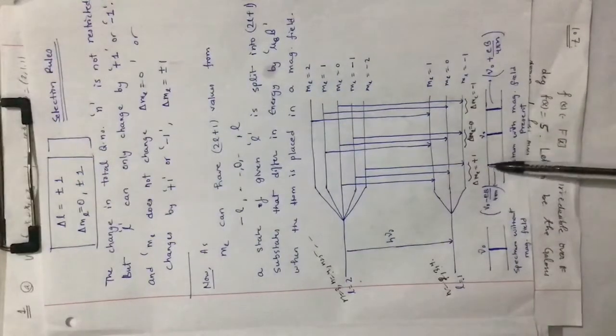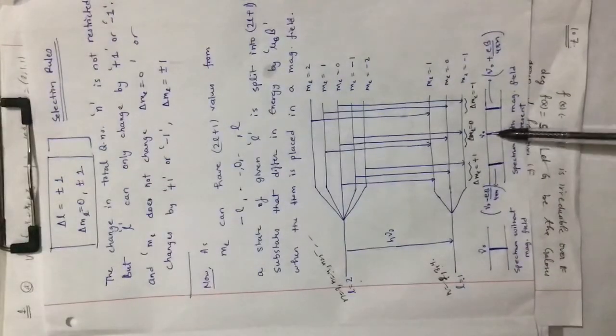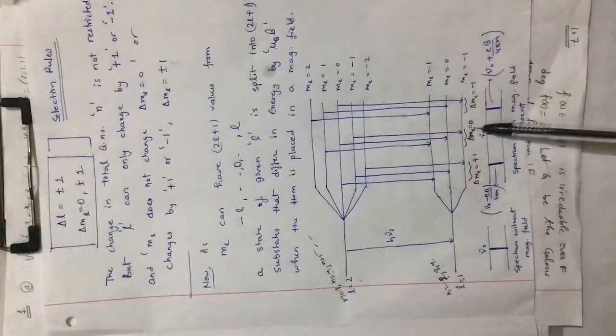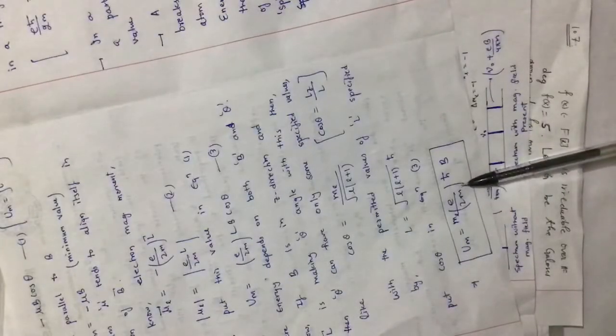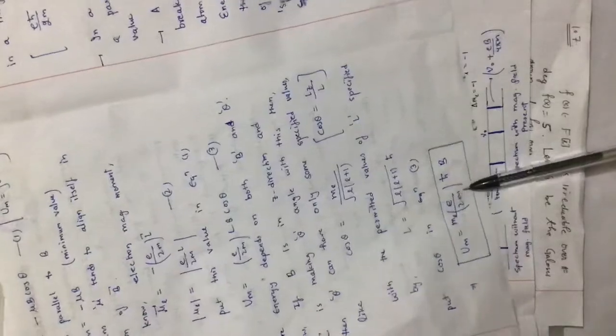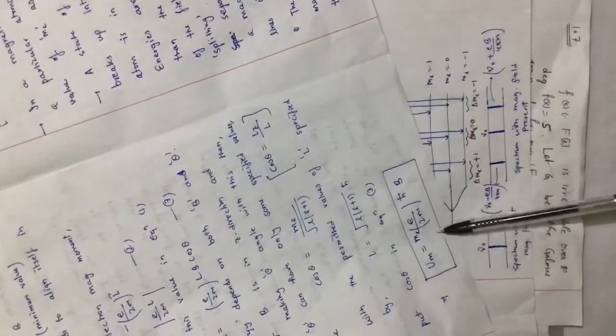For this transition, mu naught remains the same because delta ML is 0, and the magnetic interaction energy for ML equal to 0 will be 0, right? Otherwise this will be the frequency. If I put the energy, then this is equal to h mu, and h mu dash or h mu f is equal to the Larmor frequency.